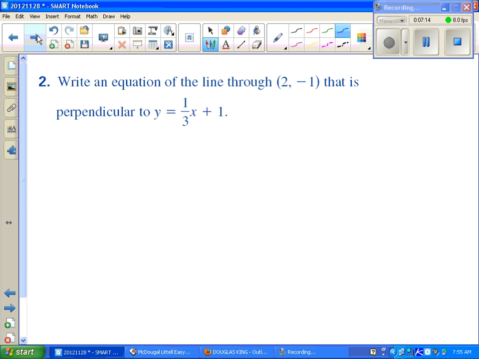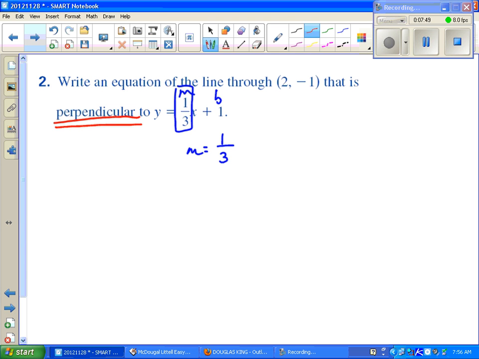Number 2 says write the equation of the line going through 2, negative 1 that's perpendicular to y equals 1/3 x plus 1. Now, if you look at the equation y equals 1/3 x plus 1, it's in mx plus b format. That's your slope-intercept form. So this equation's slope is 1/3. Now that's not the equation that we're looking for. It doesn't say it's parallel. It tells us that equation is perpendicular to the one that we're looking for.